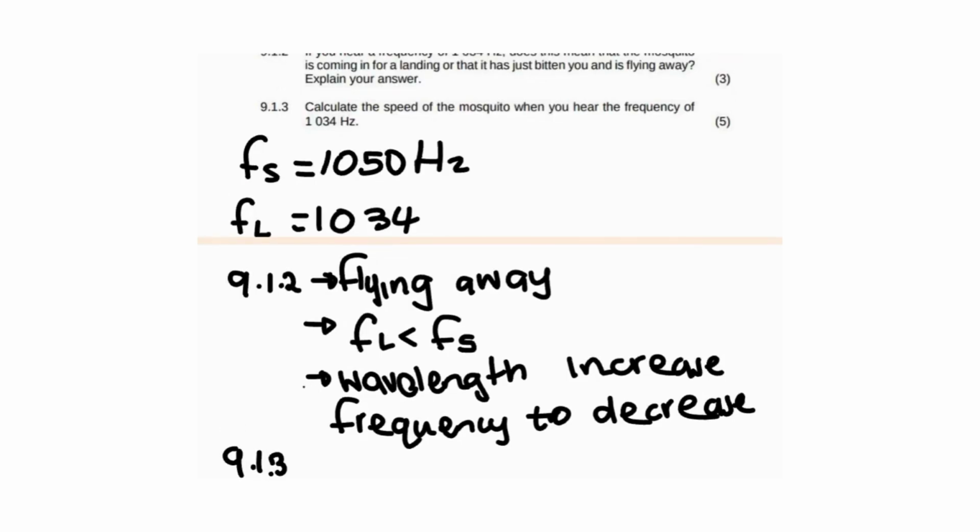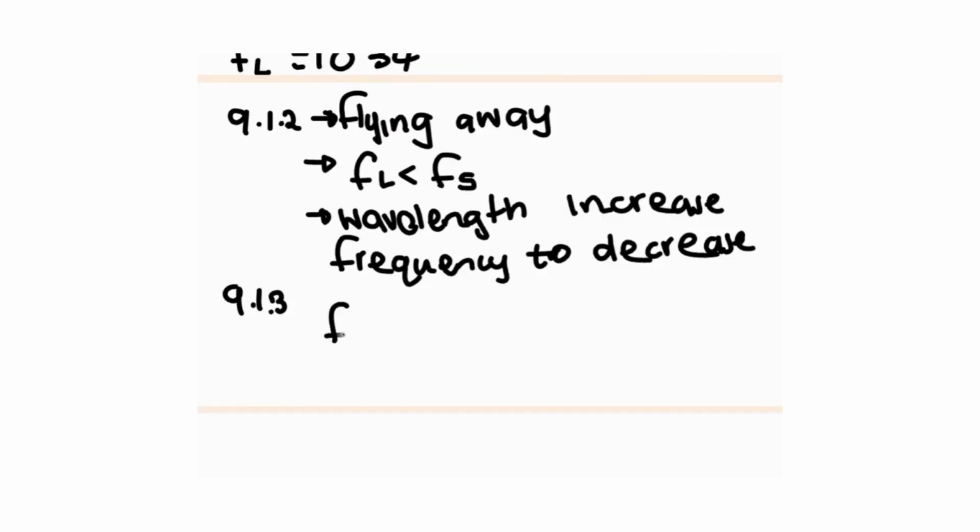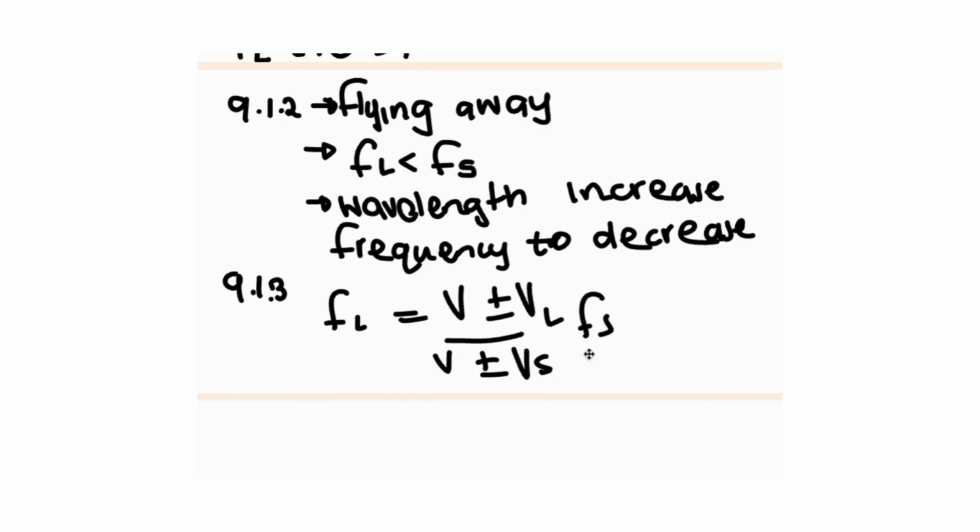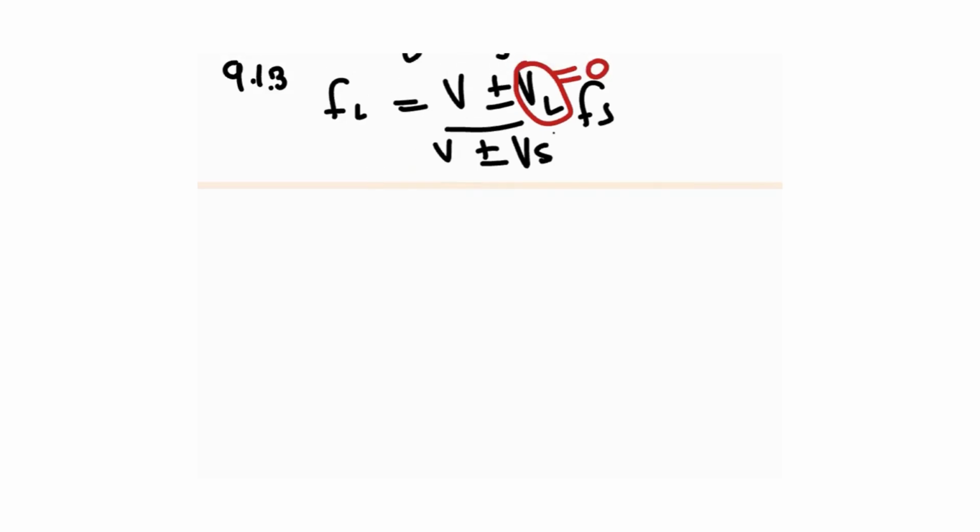Calculate the speed of the mosquito when you hear the frequency of 1034. So you see now 9.1.2 is linked to 9.1.3, meaning if you missed the second question, your third question is going to be wrong. So first thing first, we write the equation (V plus or minus VL) over (V plus or minus VS) times Fs. Okay, so our velocity of the listener is 0, so now we are left with just V over (V plus or minus Vs) times Fs.